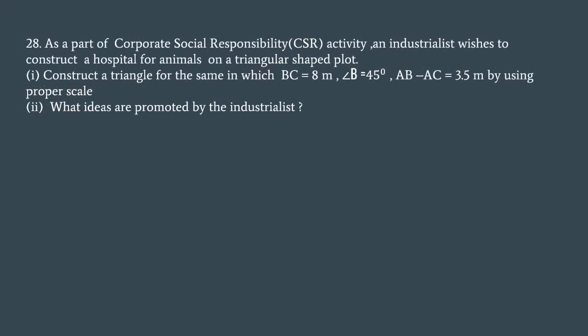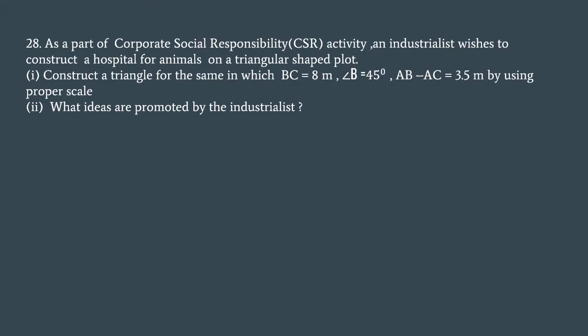Question: As a part of a corporate social responsibility CSR activity, an industrialist wishes to construct a hospital for animals on a triangular shaped plot. First part: construct a triangle for the same in which BC is 8 meters, angle B is 45 degrees, AB minus AC is 3.5 meters, by using a proper scale. What ideas are promoted by the industrialist?